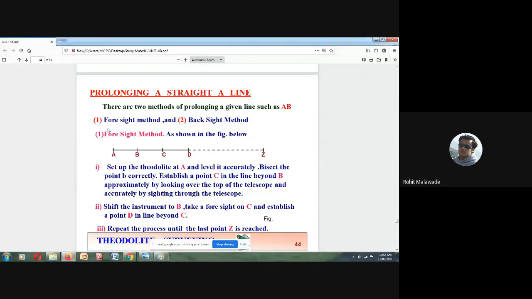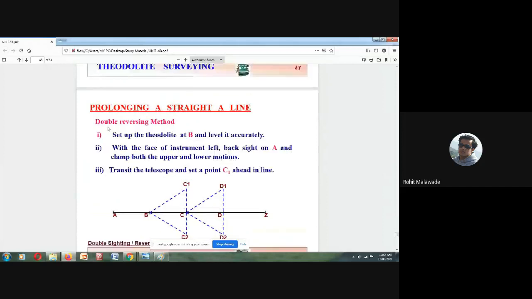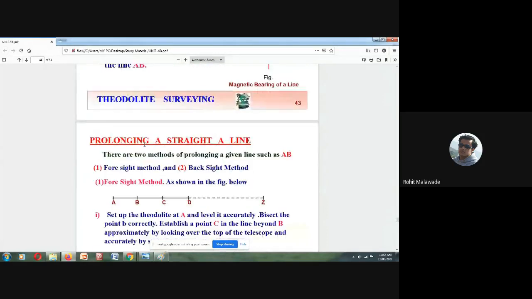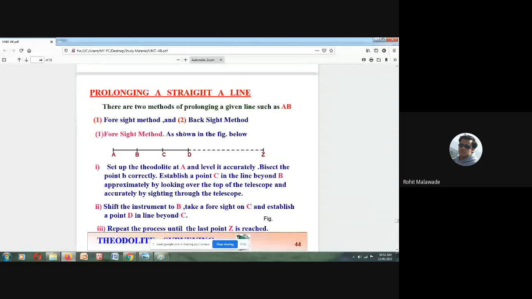There are two methods by which we will be doing it: one is the foresight method and the other is the backsight method. First, the foresight method. Set the theodolite at A and level it accurately. You will be keeping your instrument over here, leveling it properly, and looking to bisect the point B.